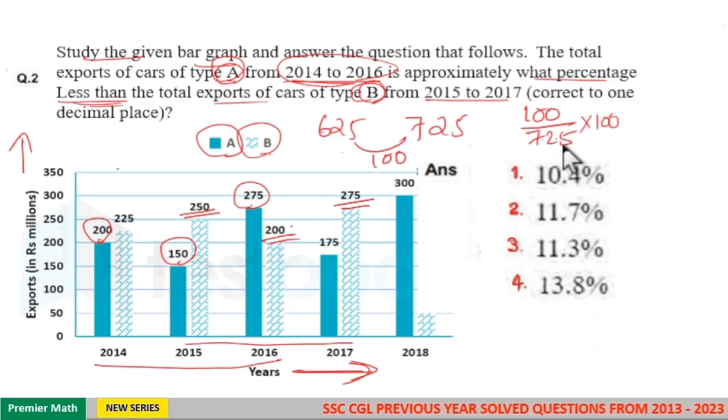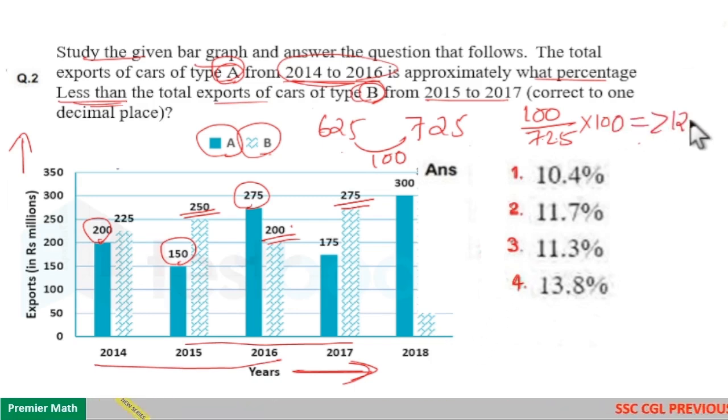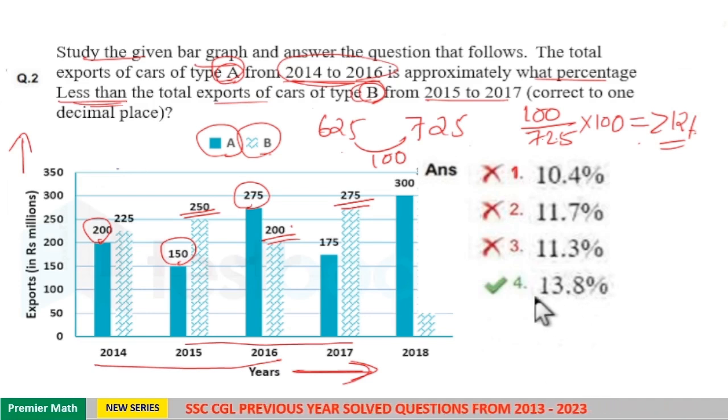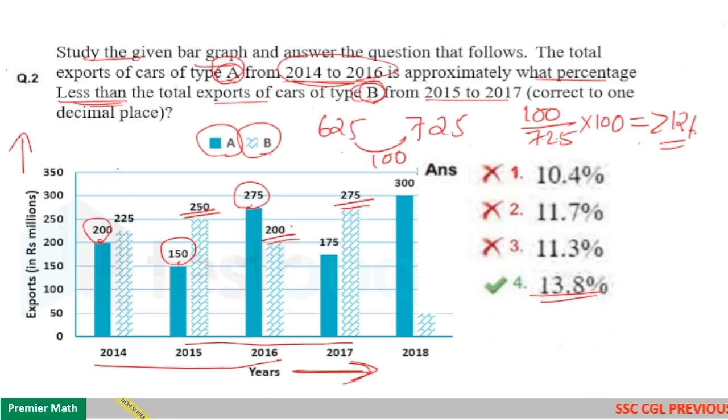So 72.5 plus 14.5 is definitely less than 100. So this is definitely greater than 12 percentage. So here greater than 12 percentage is option 4. 13.8 is your answer. Don't go for the calculation, approximately values.